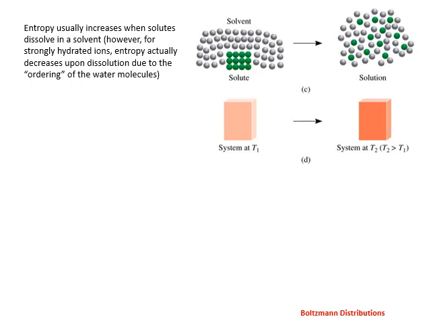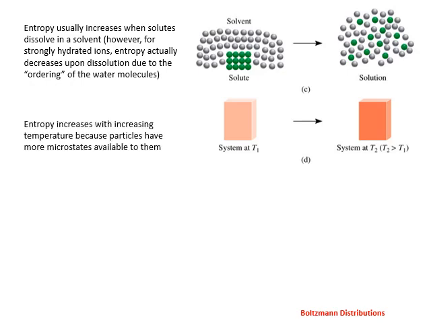Entropy usually increases when solutes dissolve in a solvent. However, for strongly hydrated ions, the entropy can actually decrease upon dissolution due to the ordering of the water molecules. Entropy increases with increasing temperature because particles have more microstates available to them at the higher temperature.